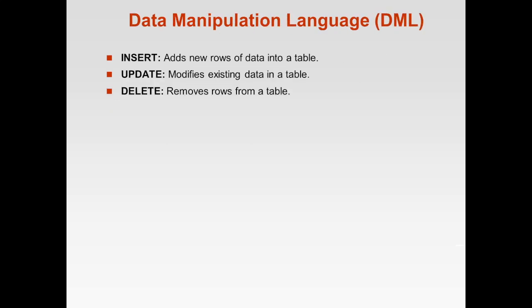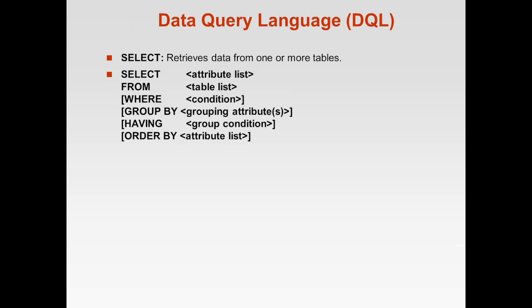Then the next language is called DML. In DML we have three important commands. The first command is insert, which is used to insert the data, then update, which modifies the data, and delete, which removes rows from a table. Everything basically comes under DML. Once the data has been properly loaded, we have another set of commands called DQL, the data query language, and it has only a single command called select.